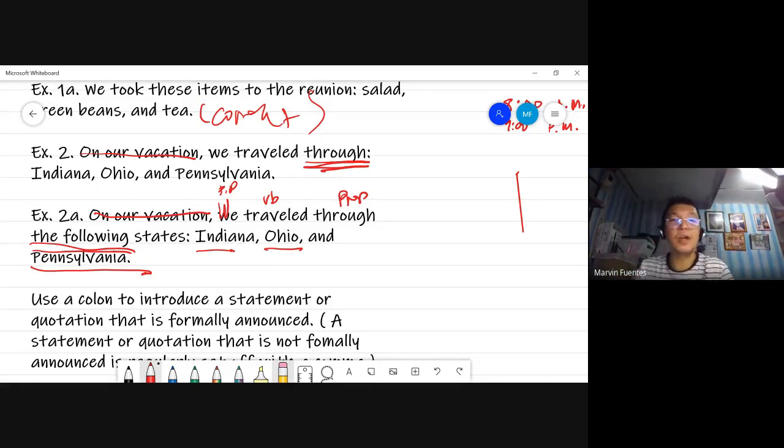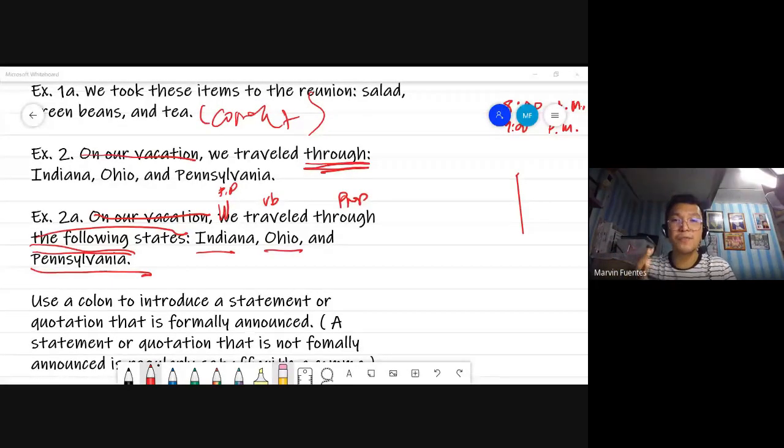Look, remove the following states plus the colon. We traveled through Indiana, Ohio, and Pennsylvania. Still, the message of the sentence is clear. Get it? Because they are just additions. To make the sentence complex, we are adding a group of words plus the punctuation. But what it only wants to tell us is that they traveled to different states, which are enumerated in the list of Indiana, Ohio, and Pennsylvania.